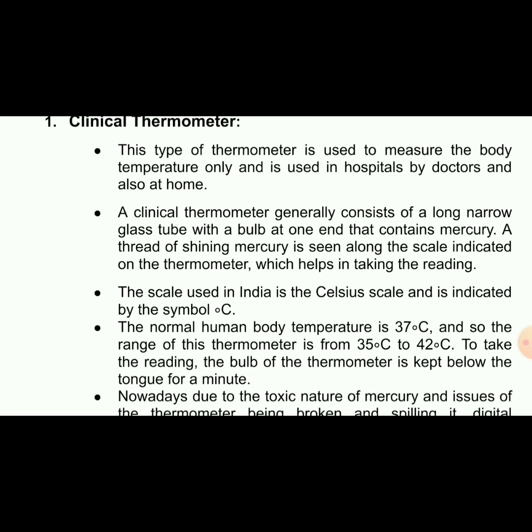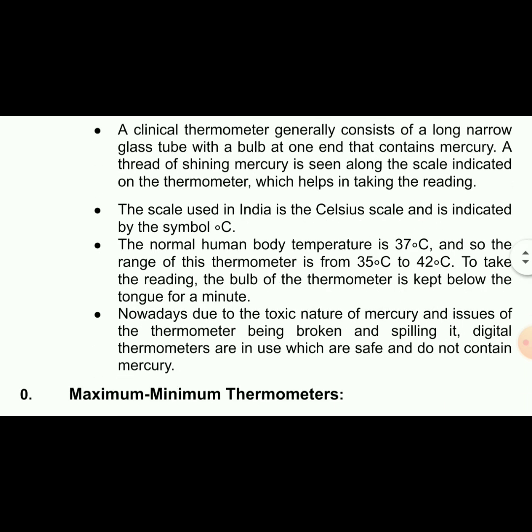A clinical thermometer generally consists of a long narrow glass tube with a bulb at one end that contains mercury. A thread of shining mercury is seen along the scale indicated on the thermometer, which helps in taking the reading. The scale used in India is the Celsius scale and is indicated by the symbol C. The normal human body temperature is 37 degrees Celsius, and so the range of this thermometer is from 35 degrees Celsius to 42 degrees Celsius.